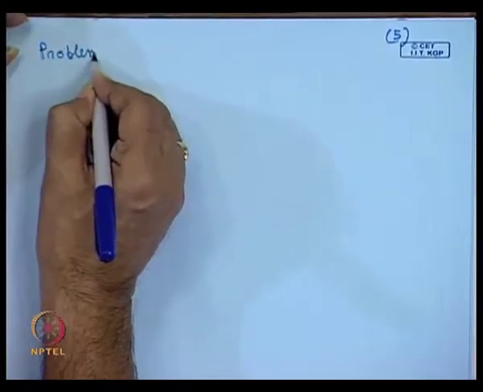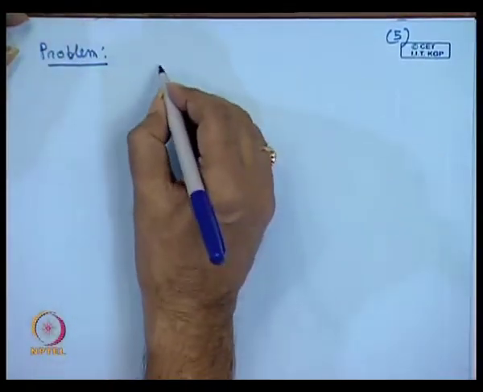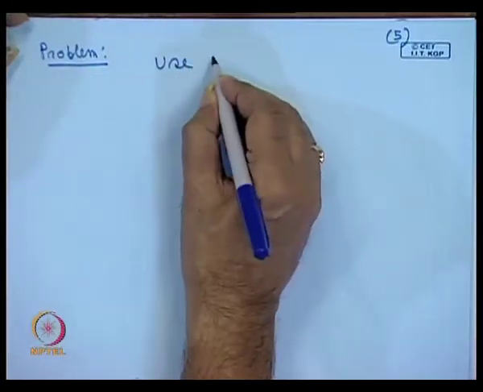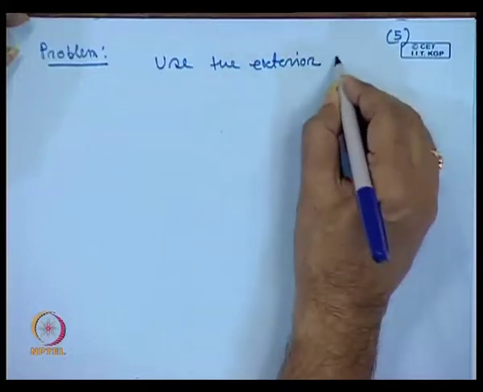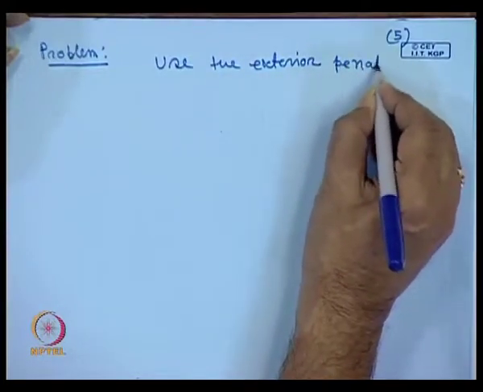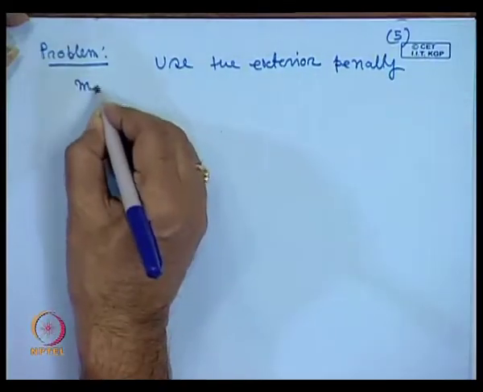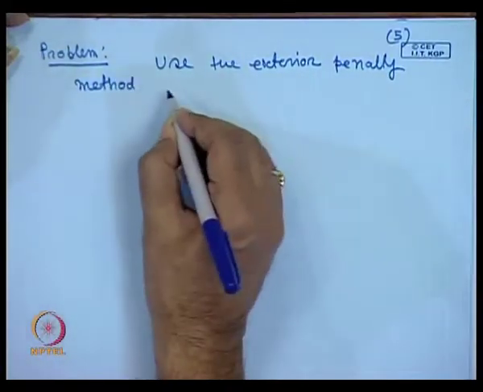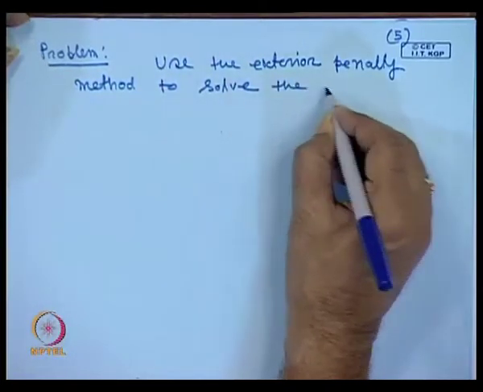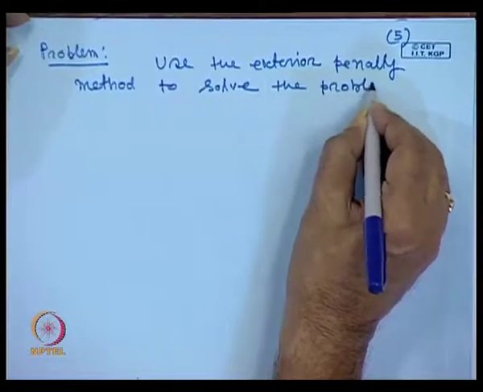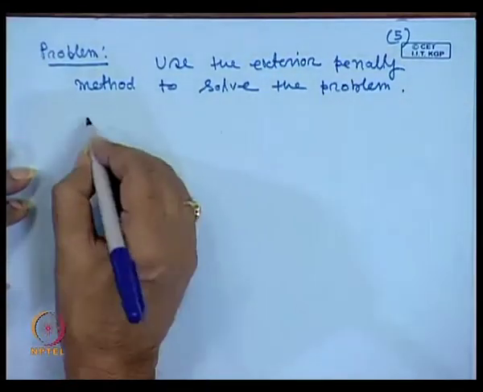So, next let us solve a problem, an example. Use the exterior penalty method to solve the nonlinear problem. What is the nonlinear problem?